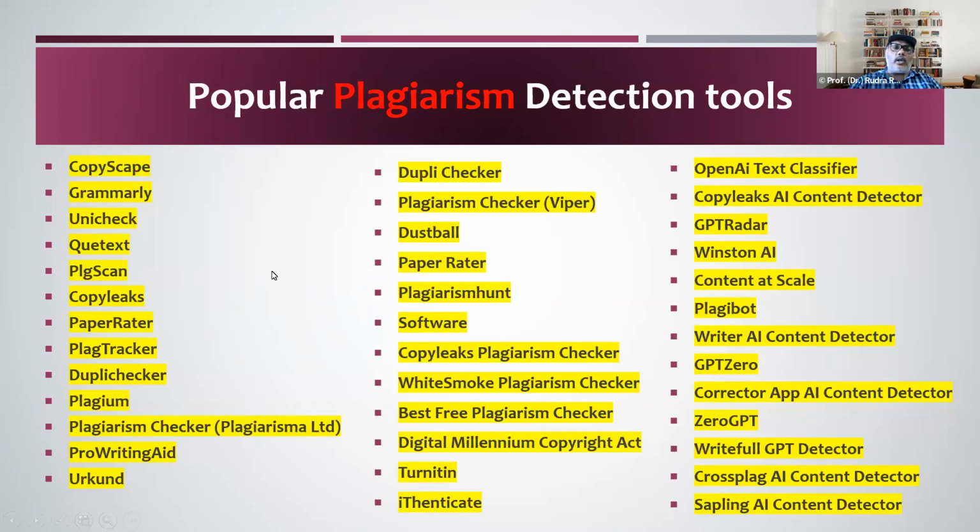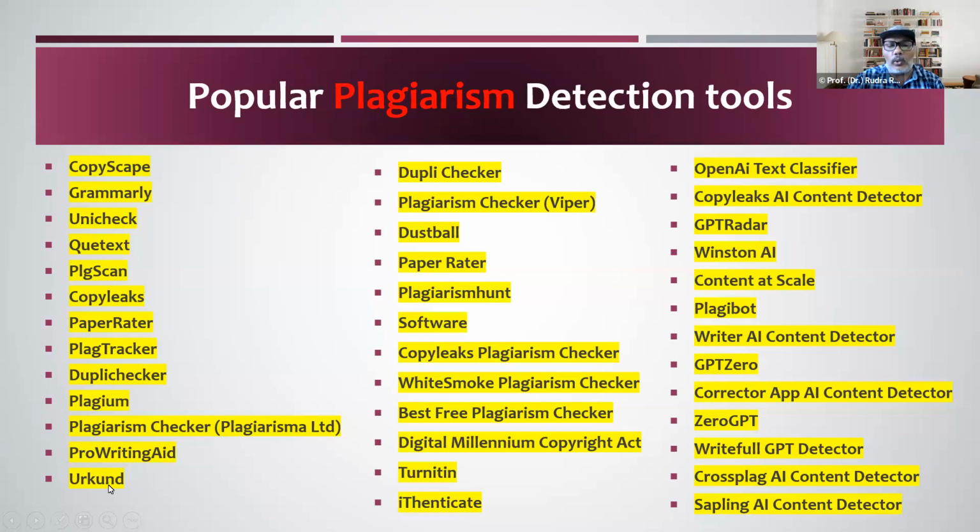Okay, so let's talk about these popular plagiarism detection tools. That is Quick Text, Flag Scan, Copyleaks, Paper Rater, Flag Tracker, Dupli Checker, Plagium. Plagium is also there, very good software. Plagiarism Checker, which is now known as Plagiarisma Limited. So this is the new name the company has given. The popular name was Plagiarism Checker.